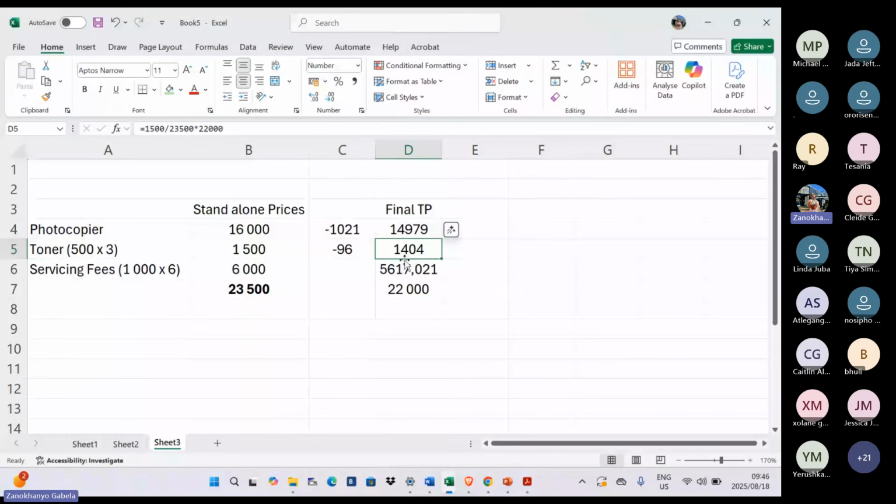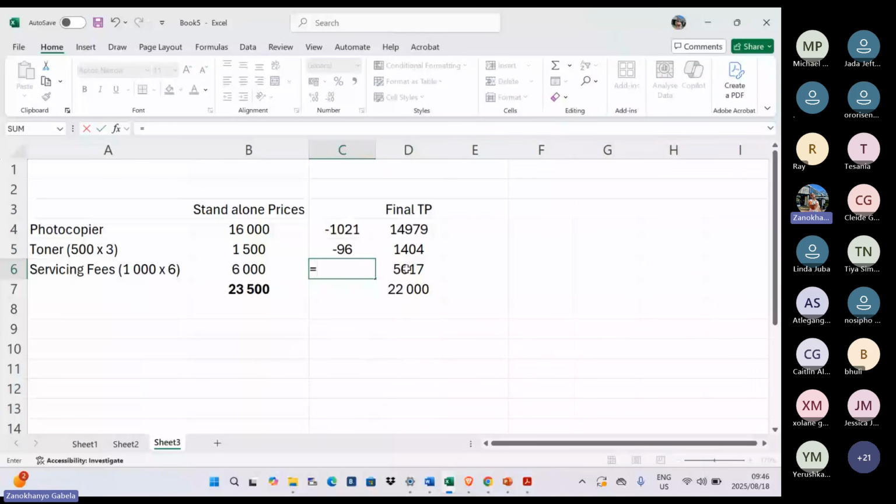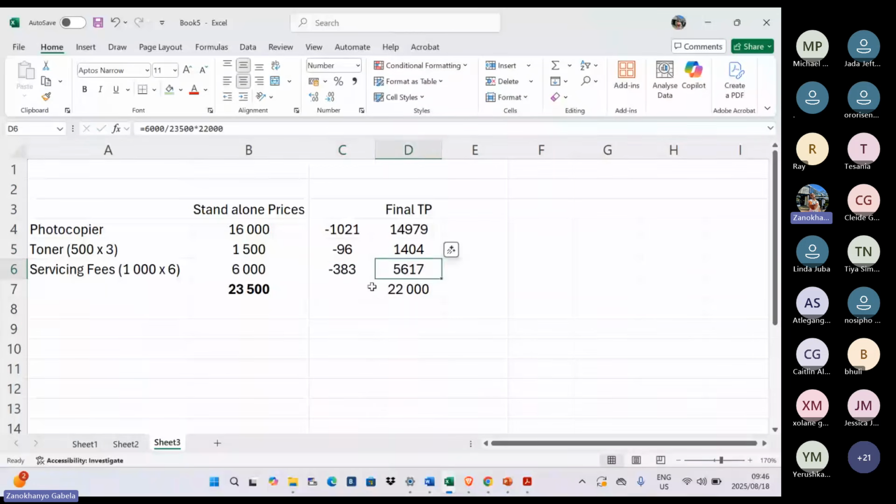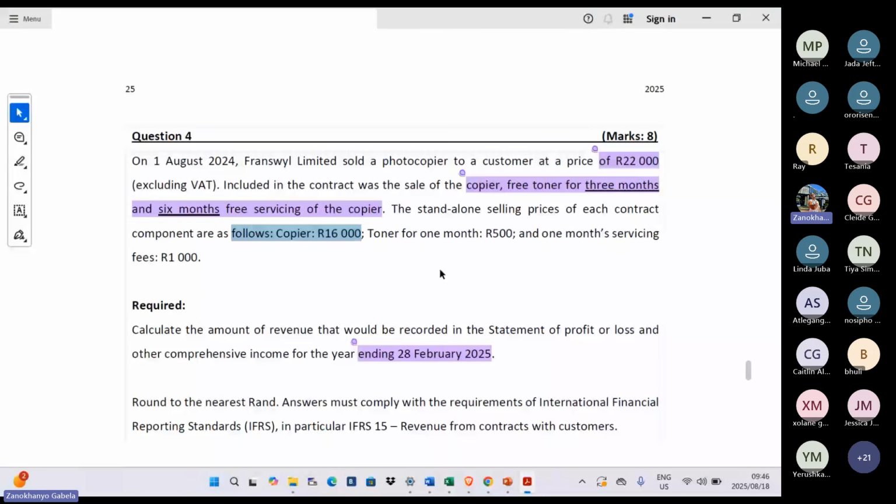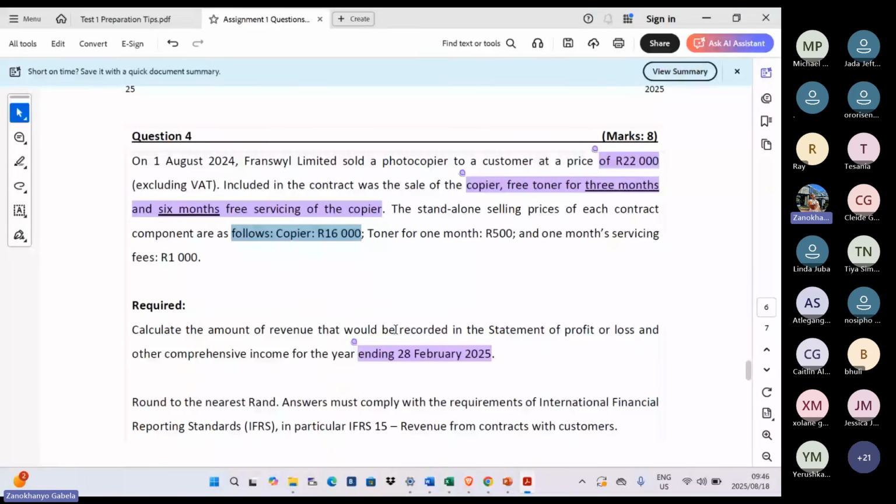Oh, come on. Okay, perfect. Now let's do the same thing here. That minus that. I hope this is right. Doesn't look right, but I hope this is right. Yes, perfect. Right, now let's check when we gave the service so that we can see if we are going to record all of that revenue in the current year or not.